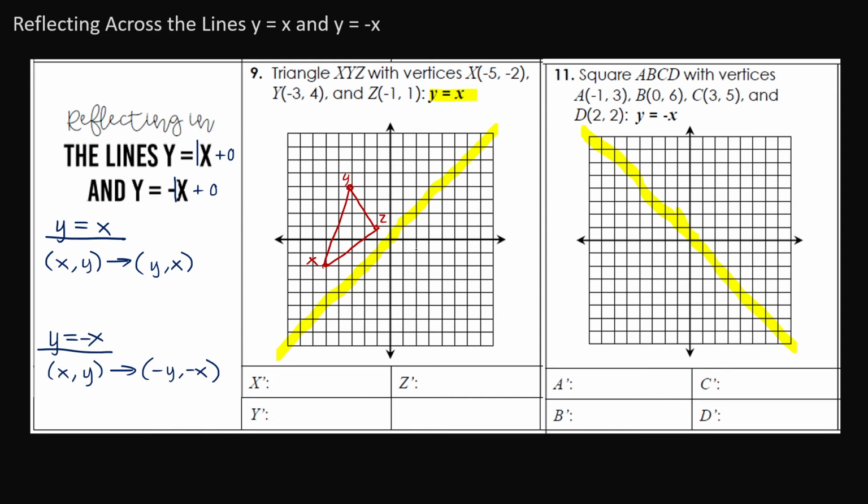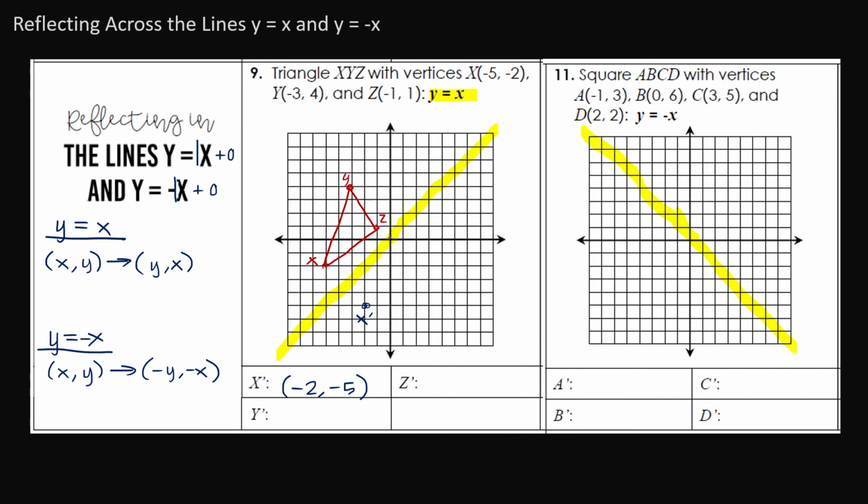So let's continue with problem 9, where we're reflecting across the line y equals x. I know that x is starting at (-5, -2), so I'm just going to switch the x and y coordinates. It's going to become (-2, -5). And if you checked with the midpoint formula, you could determine that the point that is equal distance from x and x prime is on the line y equals x.